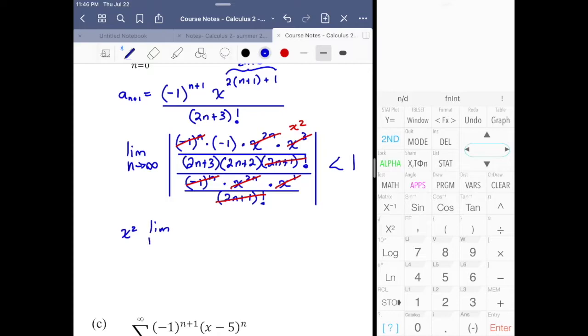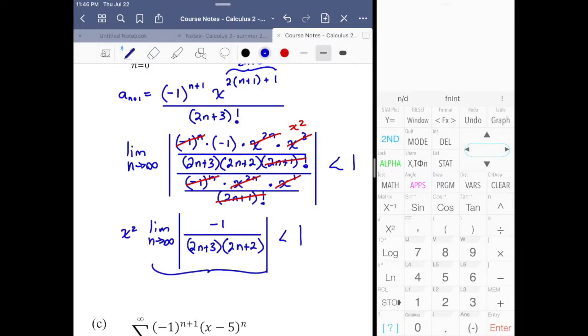So I'm going to pull the x squared out of the whole thing like I did before, last problem. Limit as n approaches infinity of -1 over 2n plus 3, 2n plus 2. So this is a nice little situation here. Because of so many cancellations, this whole thing here just zeroed out. Power on the bottom bigger than the power on the top.